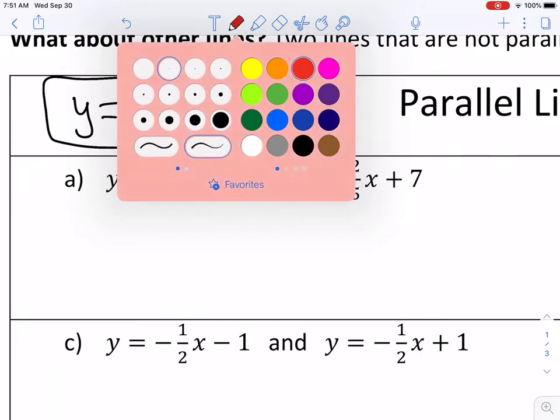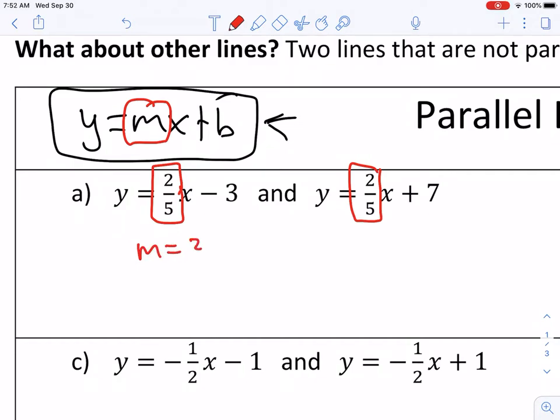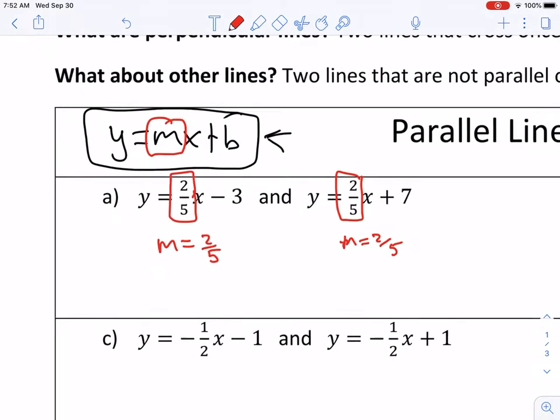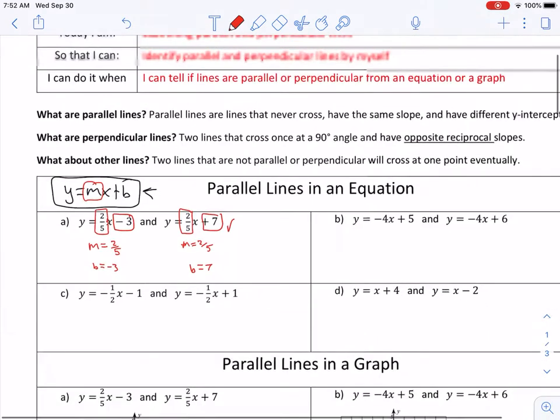Once we have that, like we do in example A, we look at the m value. So our m value is the value that's next to x. So in my first equation, m equals 2 over 5. And in my second equation, m equals 2 over 5. And because of that, these are parallel lines. We also want to just double check to make sure that our b values are different as well. So b equals -3 and b equals 7, just to make sure that they're not the same exact line.